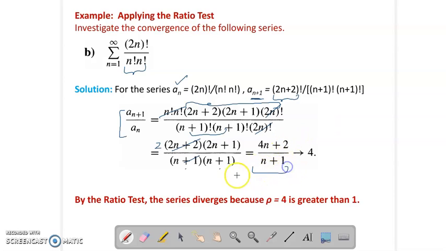Now when you take the limit of this ratio as n tends to infinity, this will turn out to be 4. So your rho is equal to 4 and this rho is greater than 1. So we conclude that the series diverges by the ratio test.